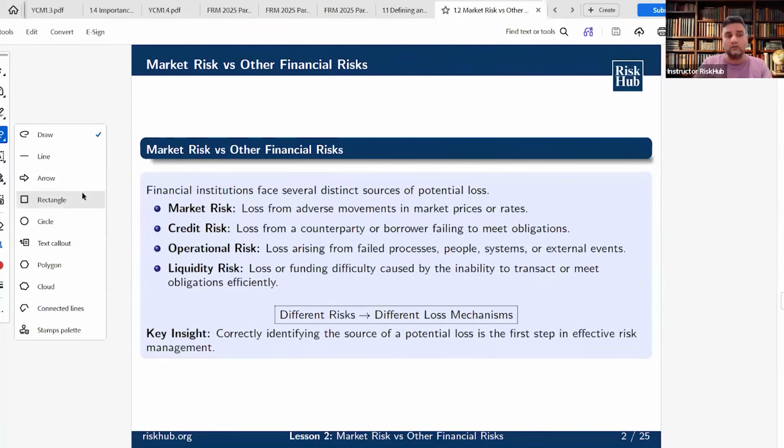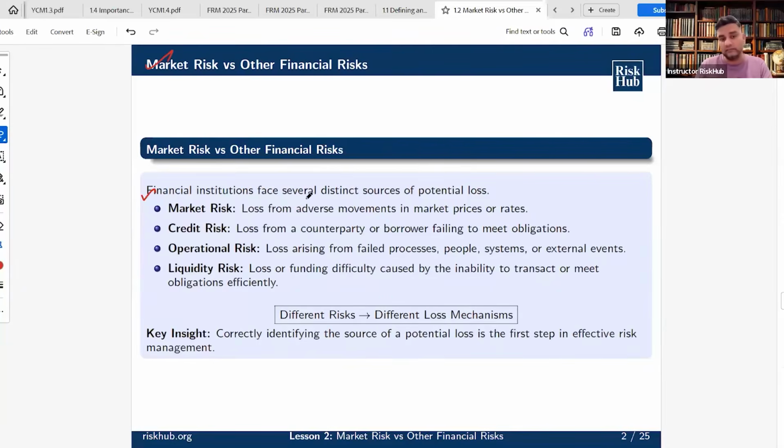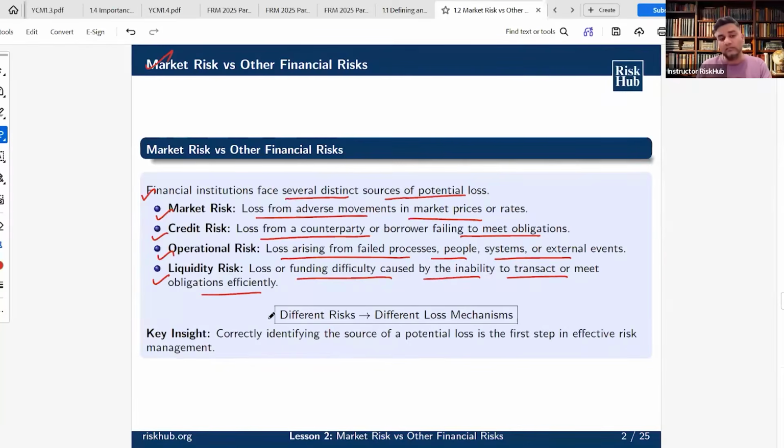So first we talk about your market risk versus other financial risks. Financial institutions face several distinct sources of potential loss. Market risk is loss from adverse movements in market prices or rates. Credit risk is loss from a counterparty or borrower failing to meet their obligation. Operational risk is loss arising from failed processes, people, systems, or external events. Liquidity risk is loss or funding difficulty caused by inability to transact or meet obligations sufficiently. Different risks lead to different loss mechanisms. The key insight is that correctly identifying the source of potential loss is the first step in effective risk management.